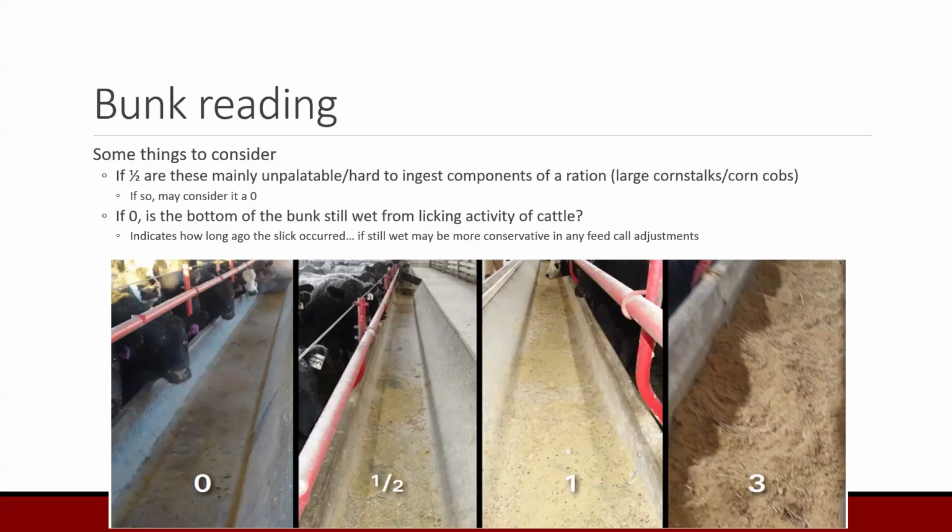One last thing. So let's say your diet is composed of some kind of real inedible roughage, like corn stalks or sorghum stalks. Oftentimes, if that's kind of all that's left, some corn cobs, some corn stalks at the bottom of the bunk, I would still call that slick. So again, it's at the discernment of the bunk reader.